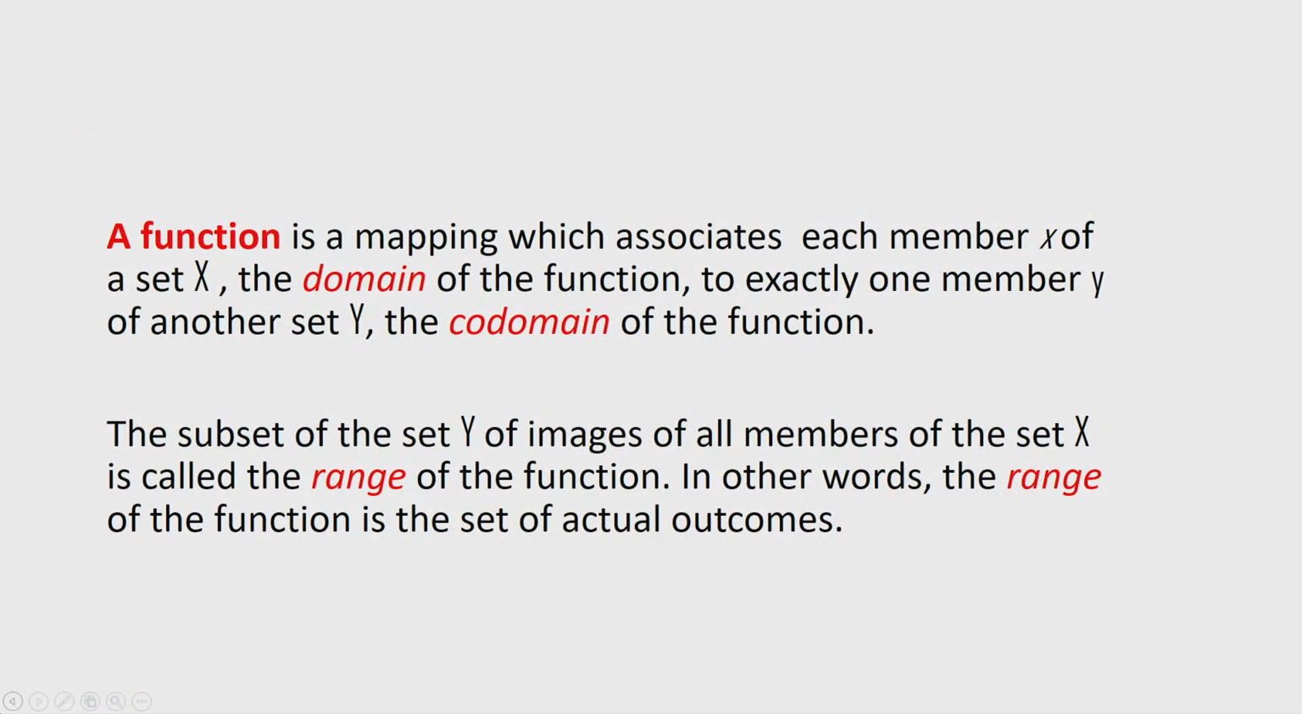And now we repeat the definition. A function is a mapping which associates each member x of a set X, the domain of the function, to exactly one member y of another set Y, the codomain of the function. The subset of the set Y of images of all members of the set X is called the range of the function. In other words, the range of the function is the set of actual outcomes.